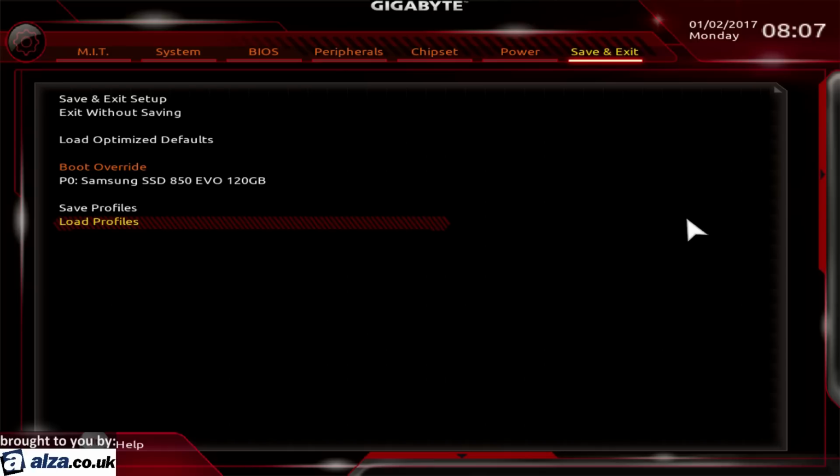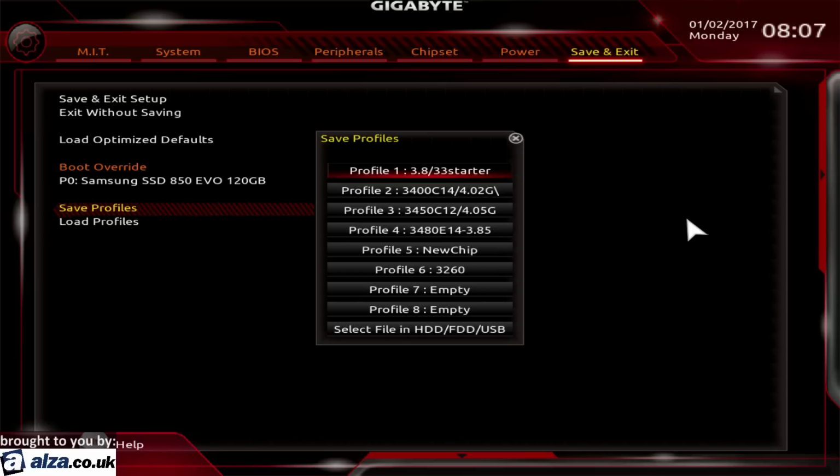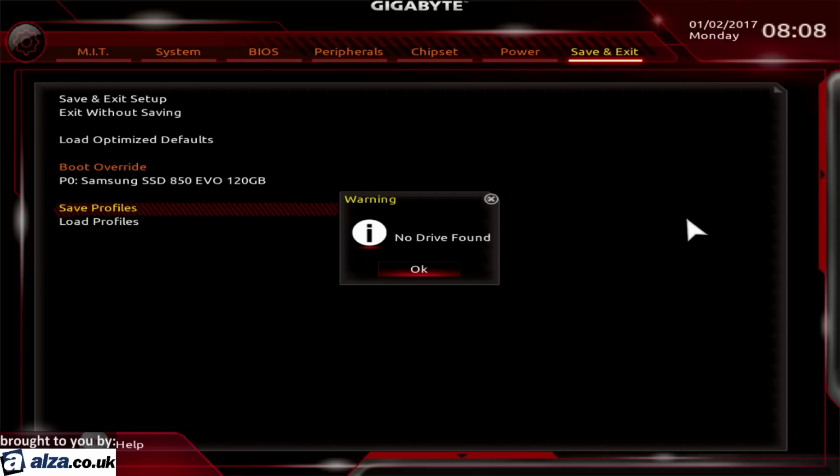Either way, the board recovered. The backup BIOS did its thing and wrote over the main BIOS, which got corrupted. The problem with that is when that happens, it wipes all of your saved profiles. So you might want to save profiles onto a USB stick or a hard drive or something. So yeah, just keep that in mind.